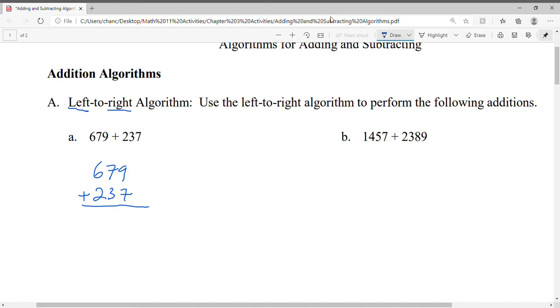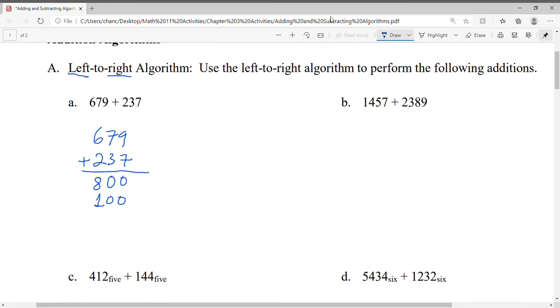So we'll start with 6 plus 2. The 6 plus 2 actually represents 600 plus 200, so that actually gives us 800. Then we'll do 7 plus 3, which represents 70 plus 30, which gives us 100. 9 plus 7 is 16, and then we can add these values up to get our answer.